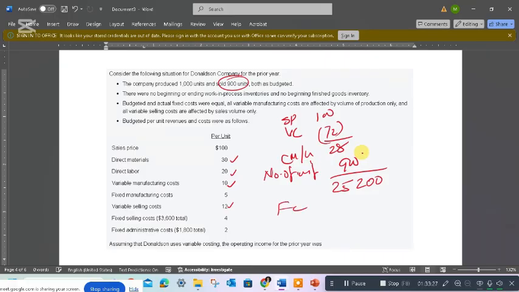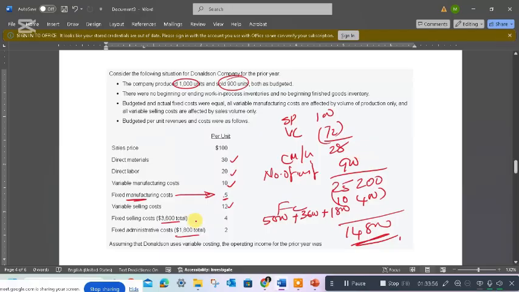Fixed cost. See, fixed manufacturing cost is 5 per unit. Based on how many units do they give this 5? Based on 1000 units, because it's manufacturing cost. So that's 5000. Fixed selling cost 3600. Fixed administration cost 1800. When you add all of them, 10400. Subtract it, you get 14800. Profit, operating income, 14,800.